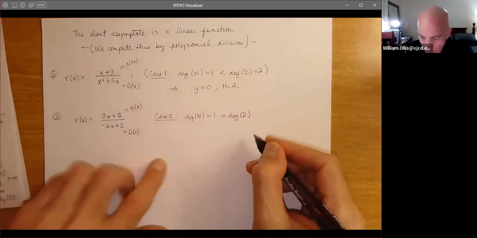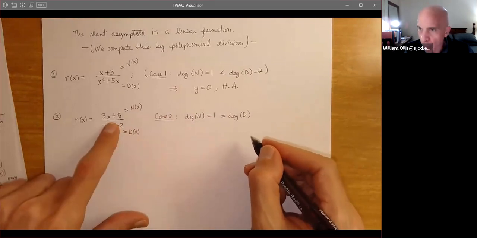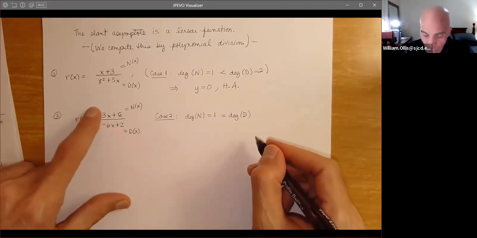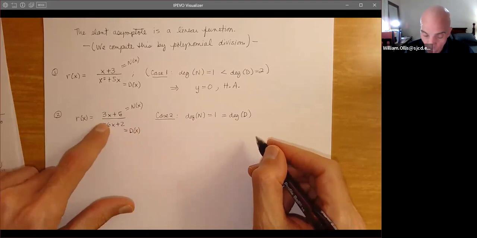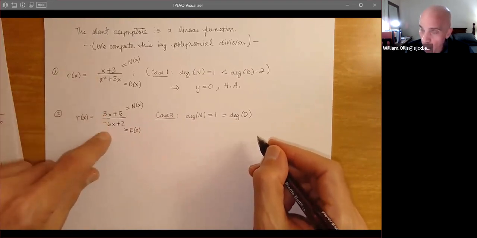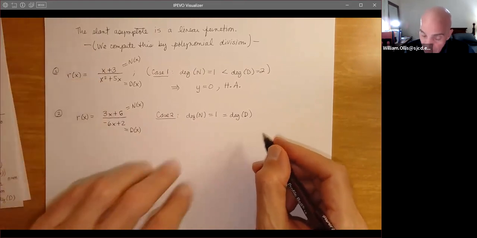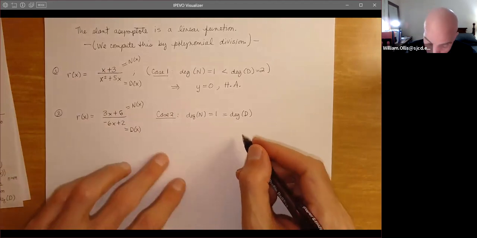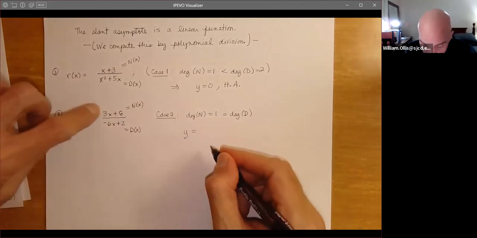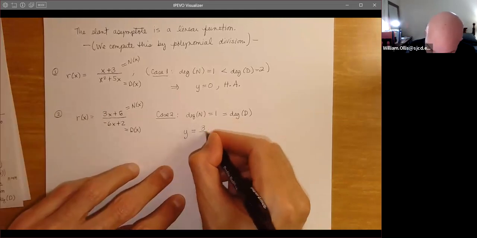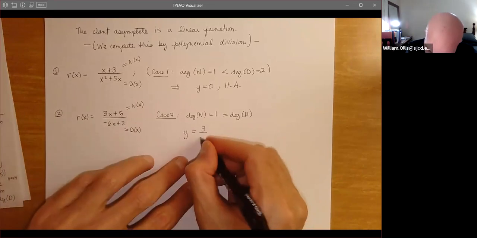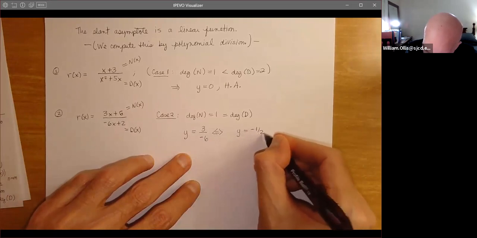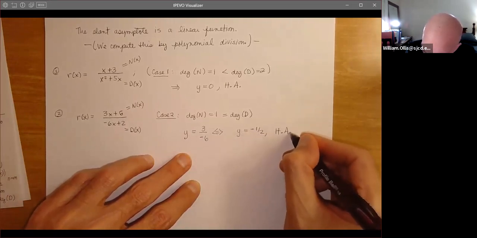You don't have to call everything n and d. You could just write degree 1, degree 2, or whatever the case may be, right to the side. Here we've got degree 1, degree 1. Before we had degree 1, degree 2. Now when the degrees are equal, we get the ratio of leading coefficients for the horizontal asymptote. So y equals, the leading coefficient of n is 3 and the leading coefficient of d is negative 6, so we get y equals negative 1/2 as the horizontal asymptote. Okay?